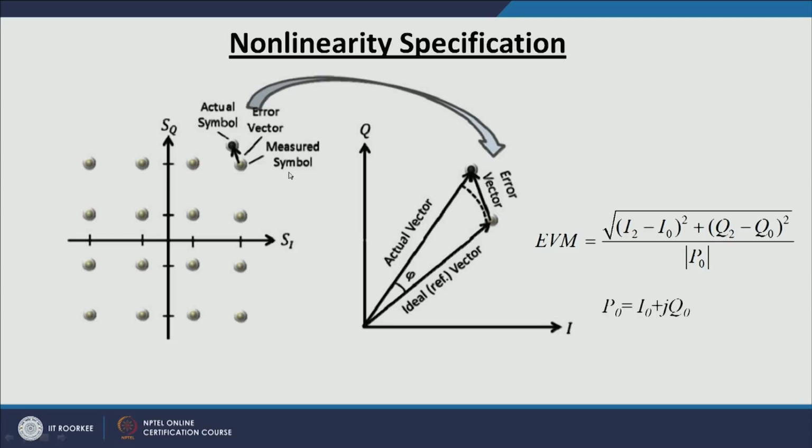The distance between these two, the ideal symbol and the actual symbol, is what we call the error vector. This error vector is what we measure for all the symbols, and then we take the root mean square of all those values, and it is called error vector magnitude.